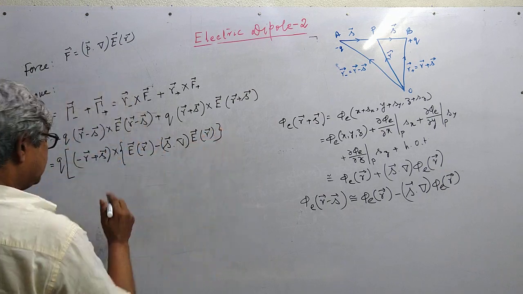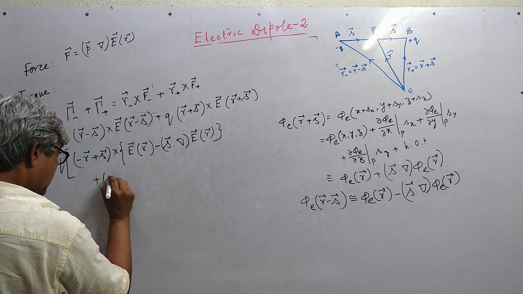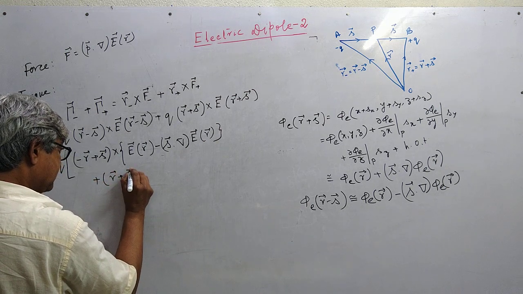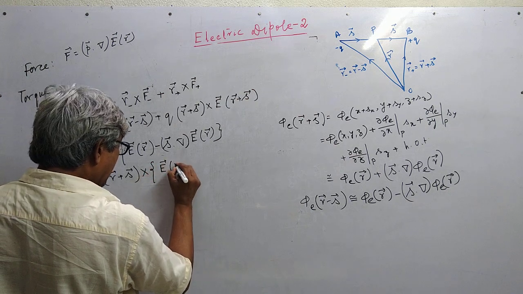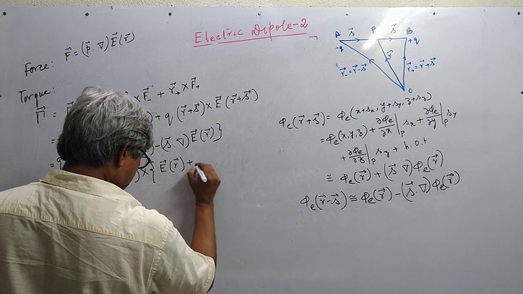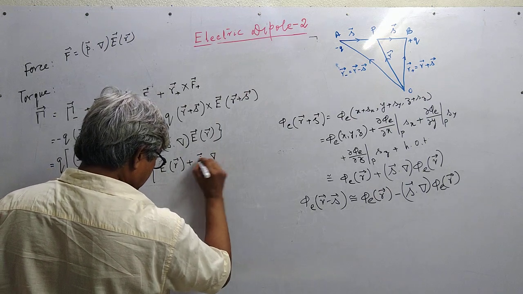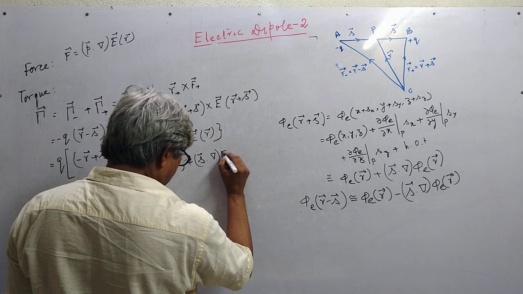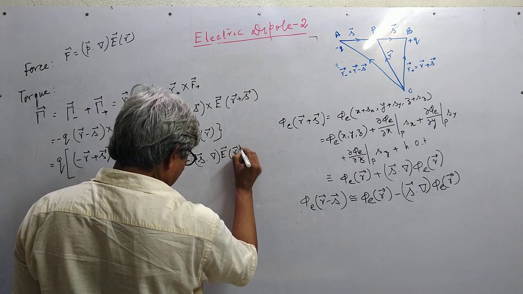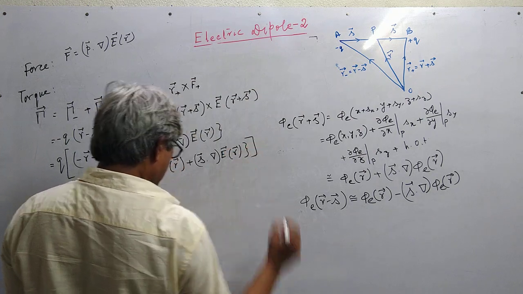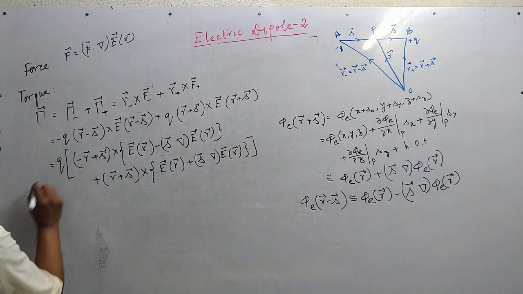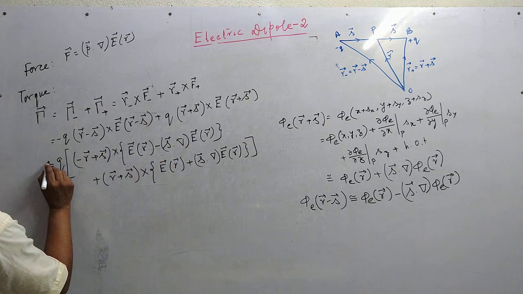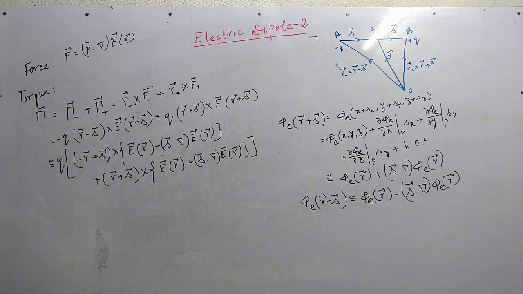This is for this part, plus (r + s) cross E at r plus (s·∇) E at r. This is it. Now, since this theory is correct only up to the first order differential, we put an approximation sign over here.